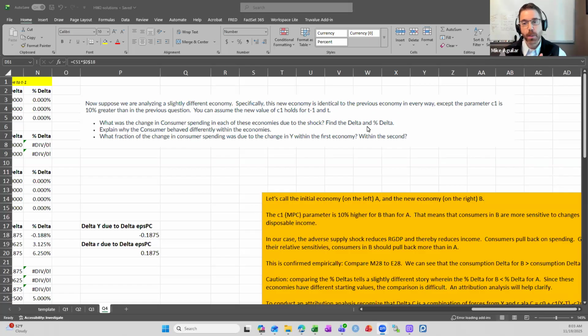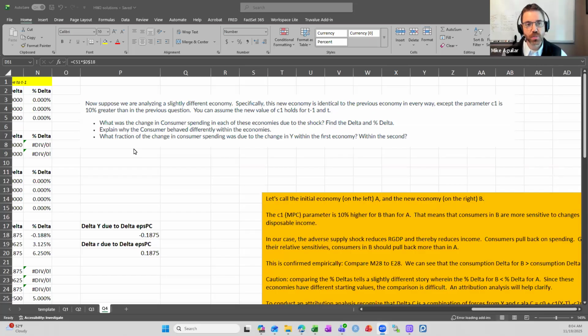One thing is different: C1. That parameter C1 in this new economy is 10% greater than in the old economy. You can assume that this new value of C1 holds in both periods for the new economy, both T1 and T2. So I'm asking you to do a couple of things.